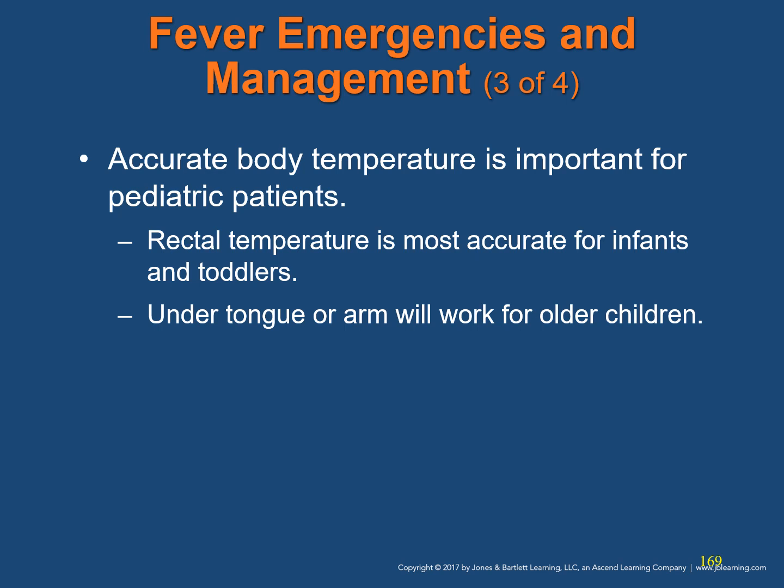An accurate body temperature is an important vital sign for pediatric patients. A rectal temperature is the most accurate for infants to toddlers. Older children will be able to follow directions by placing the thermometer under the tongue or arm.